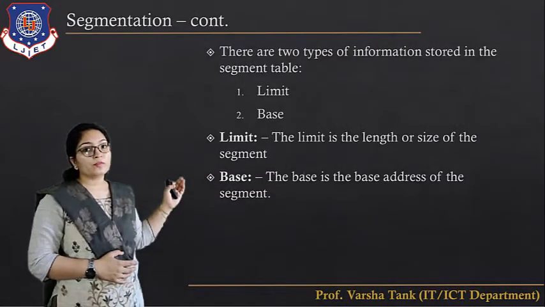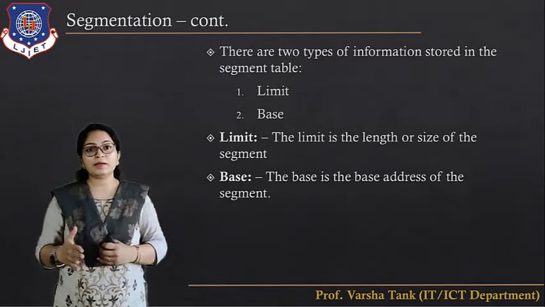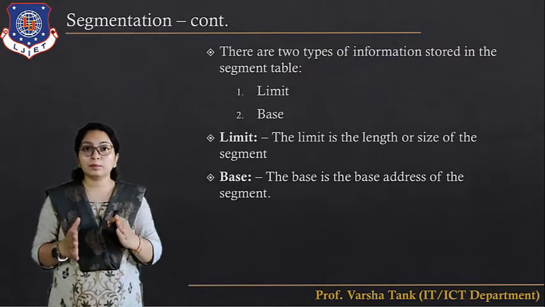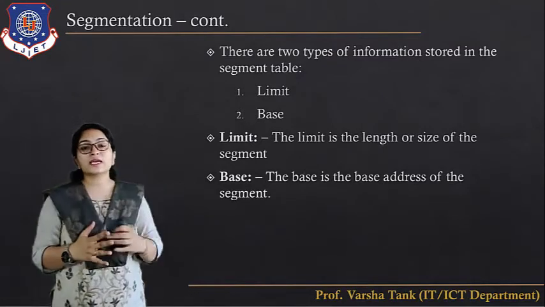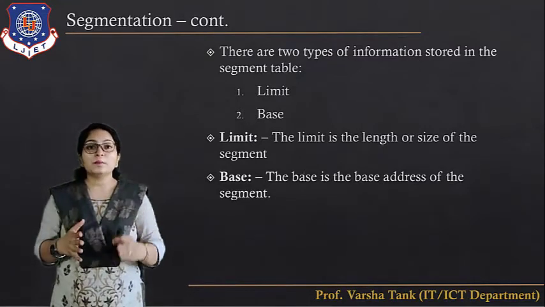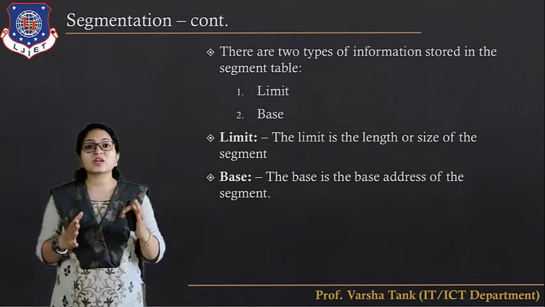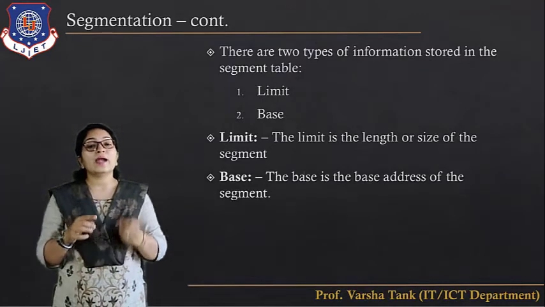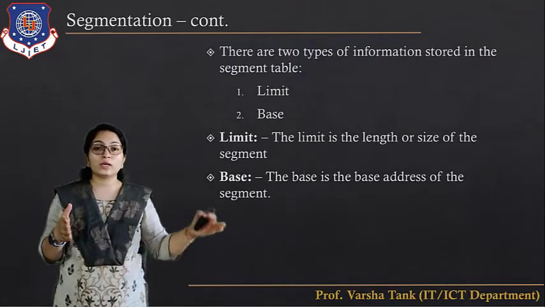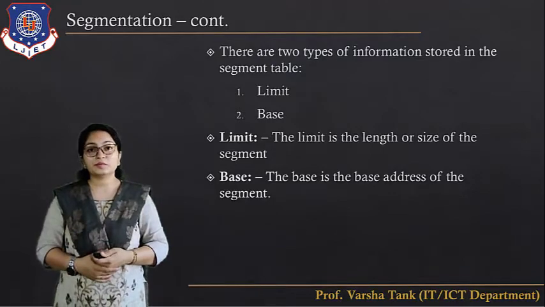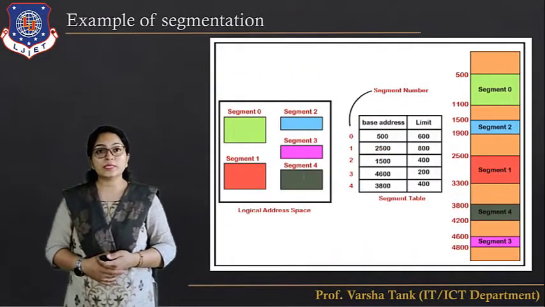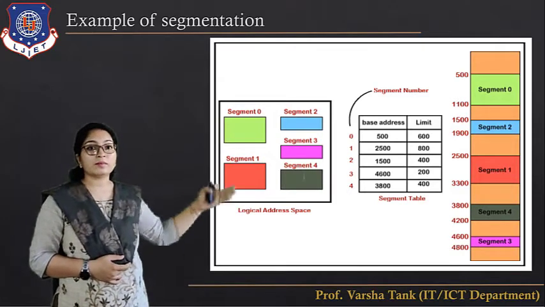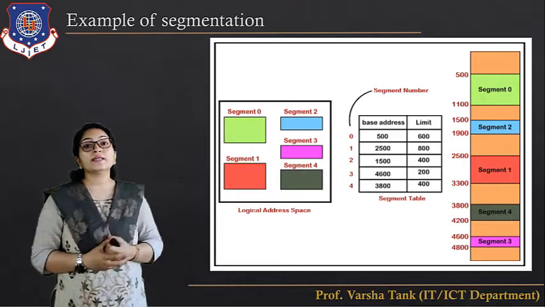There are two types of information stored in the segment table: the limit and the base. All of you know about limit and base because we have already discussed them. The limit is the length or size of the segment, and the base is the base address of the segment, that means the starting address from where that segment is going to start. How long the instructions will be stored in that part is the limit. Here you can see the logical addresses for different segments, which will be stored in the memory area, and here is the segment table.